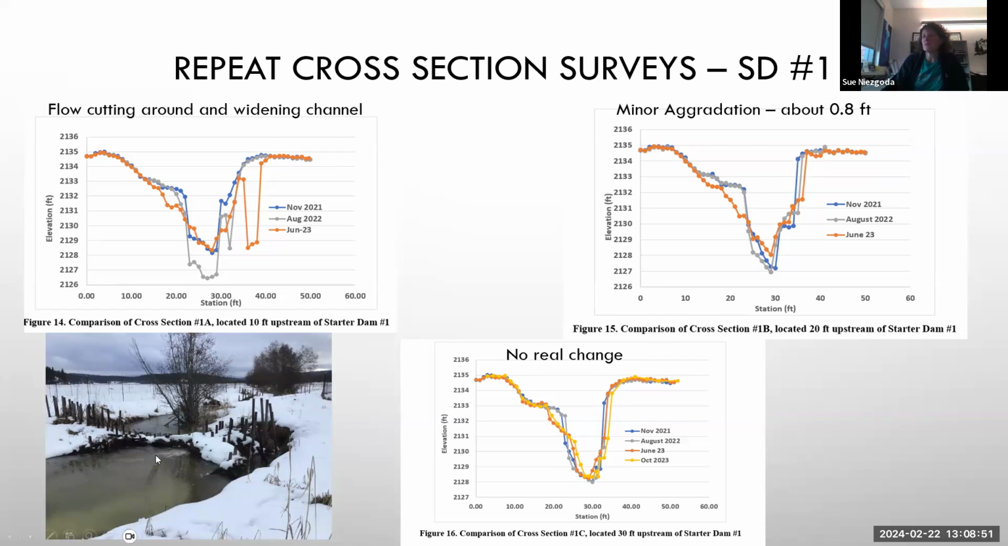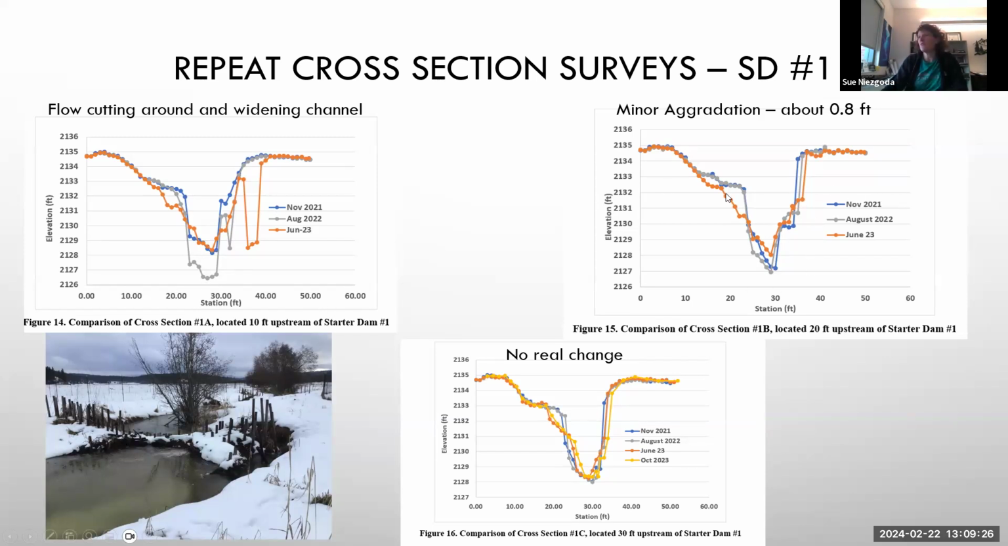And this is starter dam number 1, which has the flow cutting around it. You can see from the 2 years of it being in the ground, from the repeat cross sections of the channel bed, you can see the channel cut around is shown up here in the orange. So June of 2023, you can see the channel is starting to cut around. We've gotten some aggradation happening upstream in the area of this starter dam that doesn't have the cut around, right? It is creating some ponding and slow flows here, where we're getting some sediment deposition. It eroded, and now it's starting to refill again.